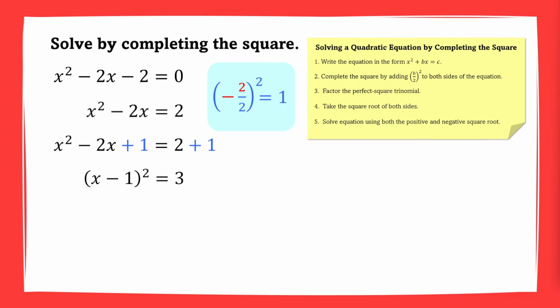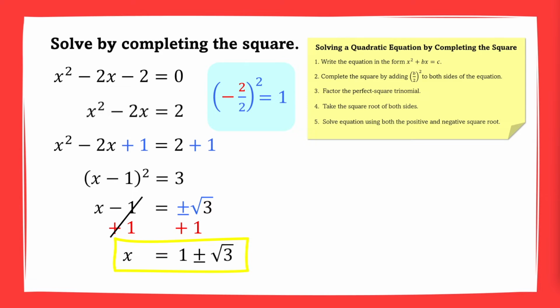Take the square root of both sides, which isolates the binomial. On the right, we get a plus or minus square root of 3. Adding 1 to both sides, we get x equals 1 plus or minus the square root of 3, which is the solution in its simplest form.